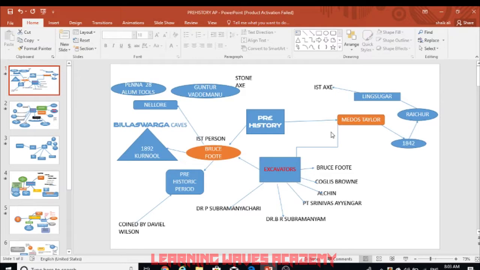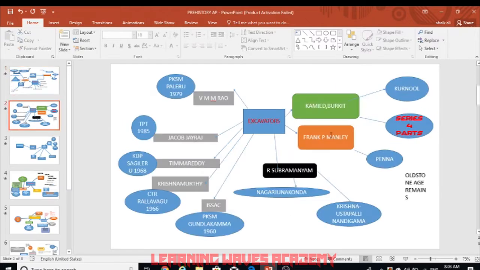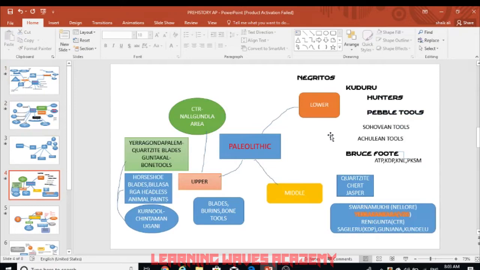In earlier videos, we dealt with excavators and their contribution, and the introduction of the prehistory of AP, that is the Paleolithic age. The Paleolithic age is again divided into lower, middle and upper Paleolithic ages. Based on the tools, they were differently named. In the lower Paleolithic age, the tools were called pebble tools. In the middle Paleolithic age, they are called flake tools, and in the upper Paleolithic age, blades, burins and bone tools were also used.